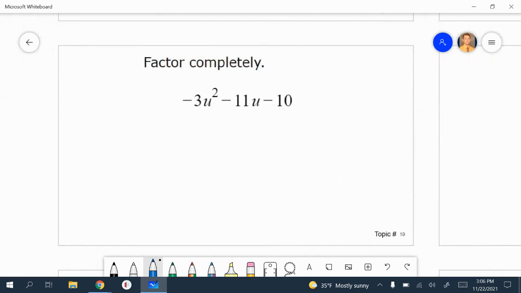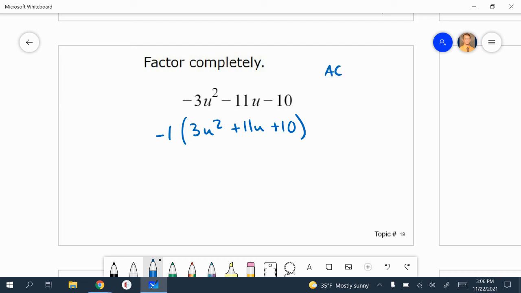Topic number 19, factor completely. The first thing I want to do before I start this question is pull out a negative 1 out of everything. So I'm going to do that first. If I pull a negative 1 out, I'll be left with 3u squared minus 11u minus 10. Oh, I'm sorry. I pulled out the negative, so those would both be positive. Everything's positive now. Then it's just the same problems that we were doing before.